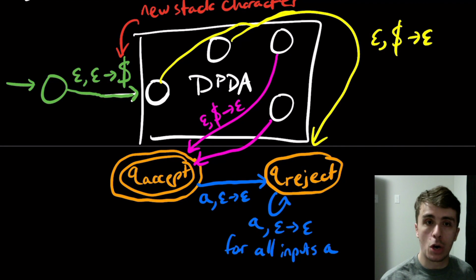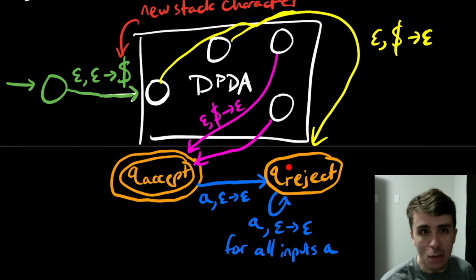Then we'll go either to the accept state. And if we've read the whole thing, then we can just stop there, because if we've read the whole thing, I can't take any of these transitions going over to reject anyway.